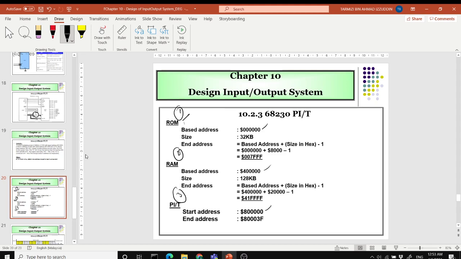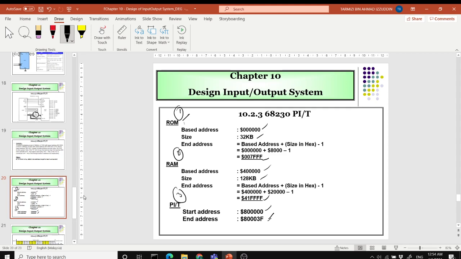Okay, and then you're going to determine the size for it. But for the PIT, it is already given the start address and your end address. And then lastly, you've got to find the end address. How are you going to find the end address? Simple, your base address plus the size in hex minus 1. So you'll get the end address for each of the components. But for the PIT it is already given, at 80003F.